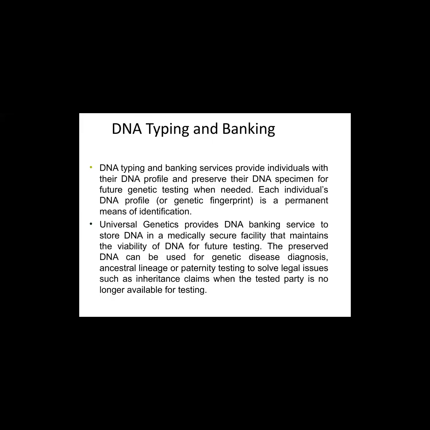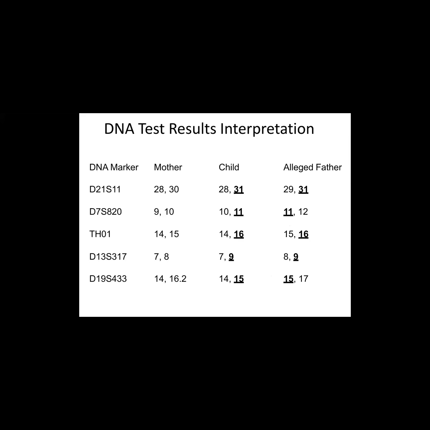DNA test result interpretation. It routinely tests 16 genetic markers between the alleged father and a child. Each DNA marker contains two alleles, one inherited from the biological mother and the other from the biological father. The DNA test finds out whether there is at least one match out of the two alleles on the same marker for the alleged parent and child's DNA.